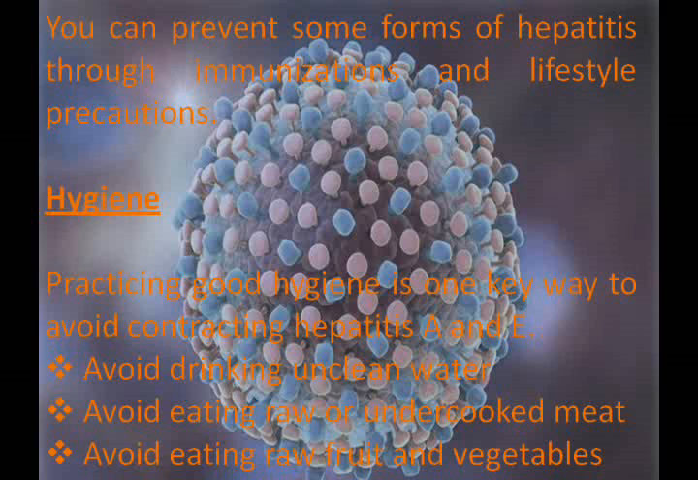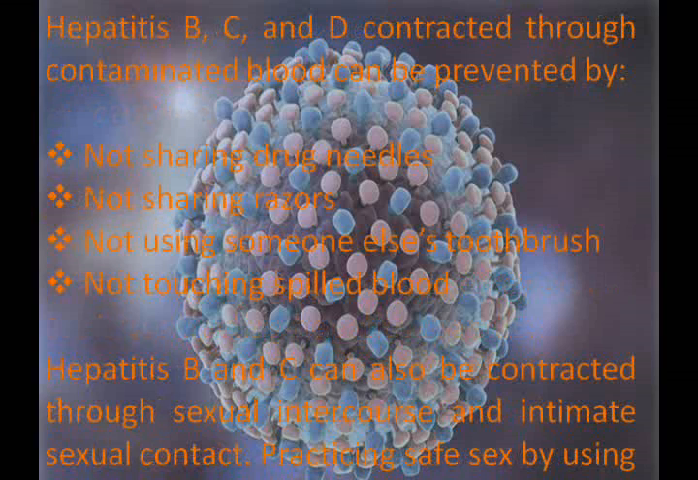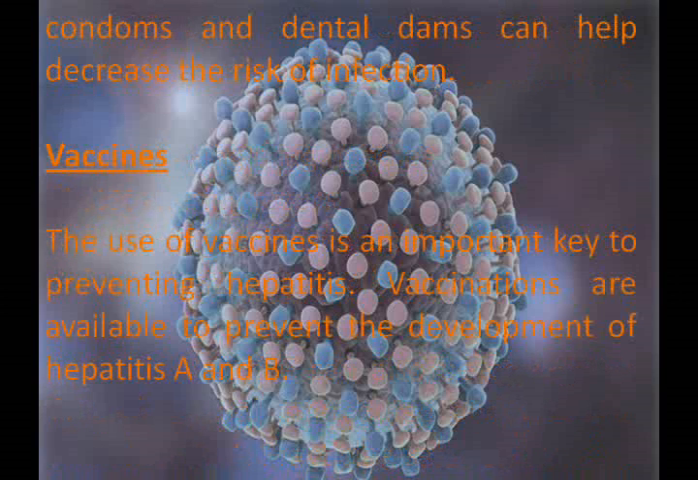Hepatitis B, C, and D contracted through contaminated blood can be prevented by not sharing drug needles, not sharing razors, not using someone else's toothbrush, not touching spilled blood. Hepatitis B and C can also be contracted through sexual intercourse and intimate sexual contact. Practicing safe sex by using condoms and dental dams can help decrease the risk of infection. Vaccines. The use of vaccines is an important key to preventing hepatitis. Vaccinations are available to prevent the development of hepatitis A and B.